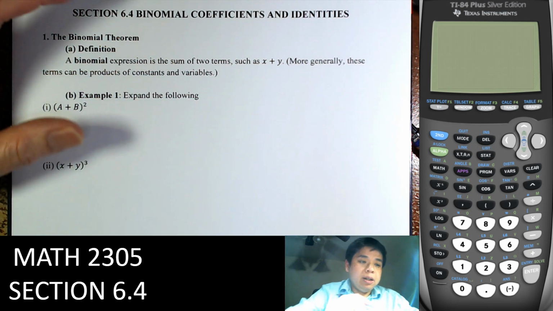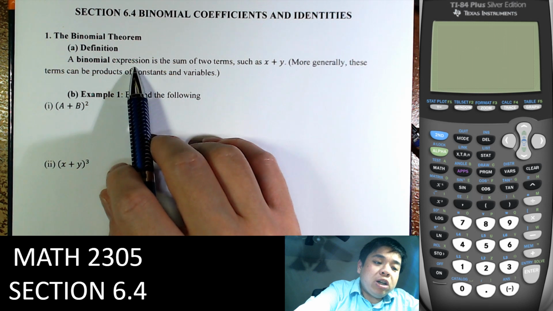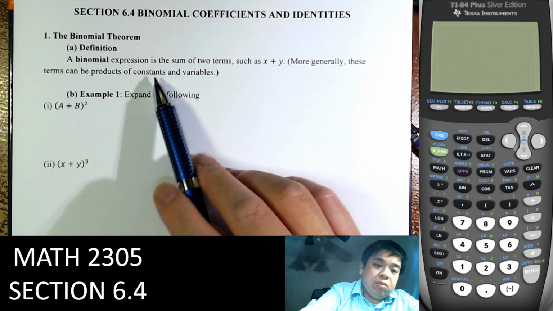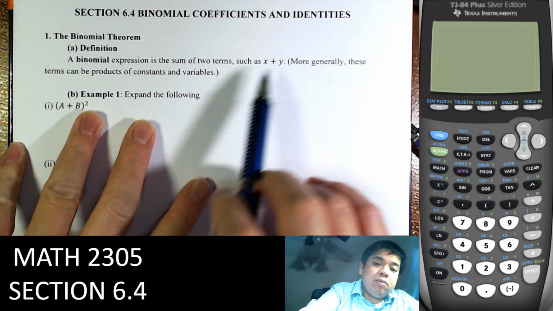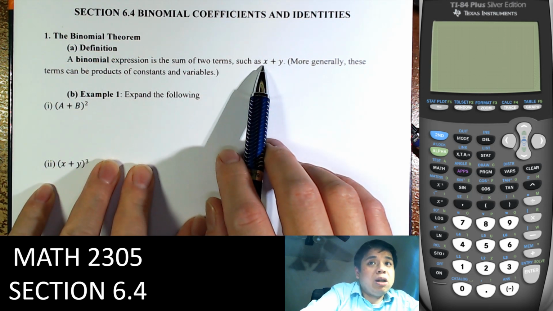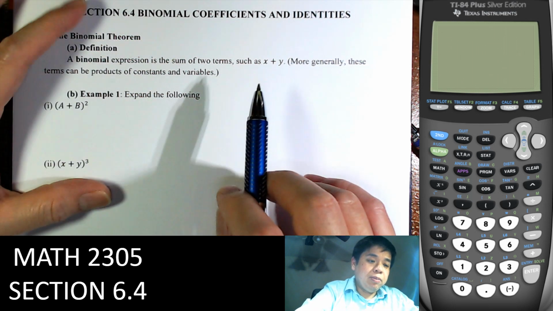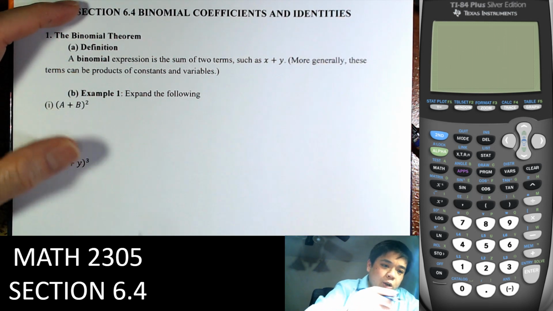Binomial theorem. First, the definition. A binomial expression is the sum of two terms. And now we're going to raise that to some power. Each term may be more than just x. It could be x squared, 2x, or something like that. So before we actually go to the formula, let's just do something very basic.